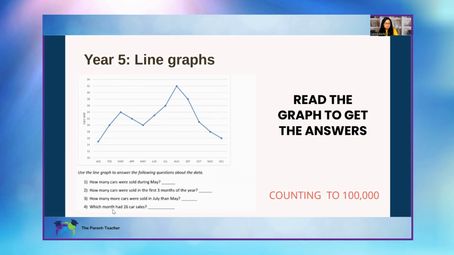And then which month had 26 car sales? Then they simply need to go along here, find 26, go along to the line graph, and then come down to the month, and then see that it is July. Okay, so there's a lot of maneuverability around this chart in order to find the information, but then that gives them the basis of how to read a line graph.